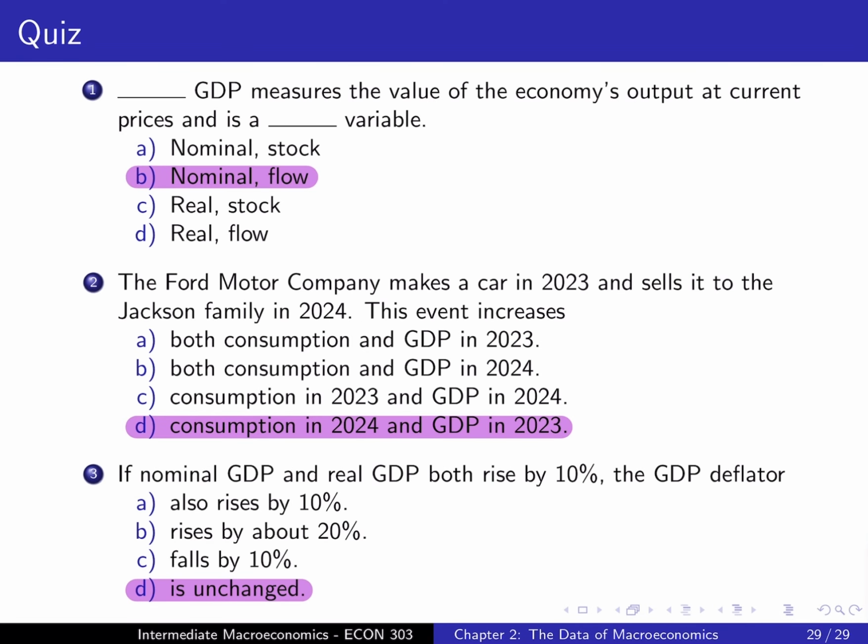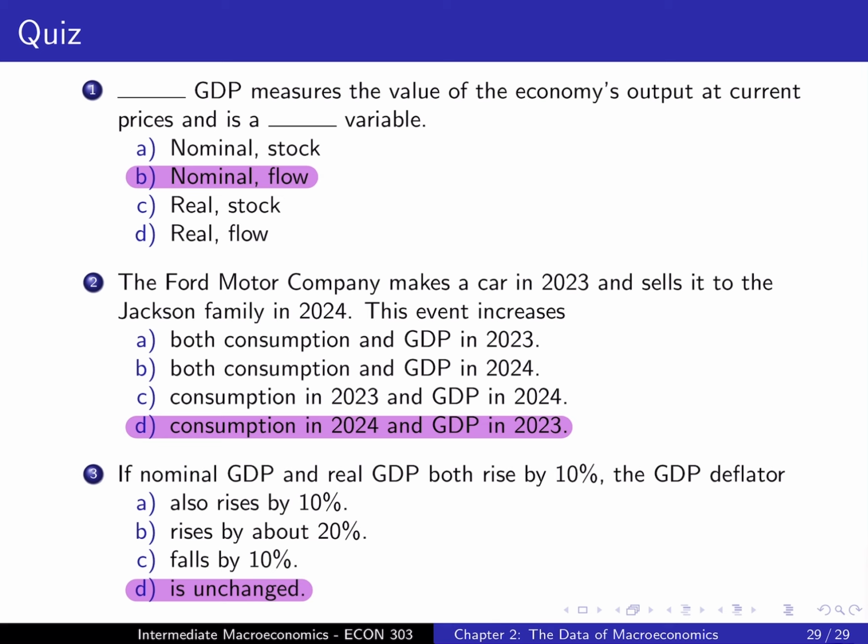Let's take a moment to test your understanding with a few quick questions. This will help reinforce some key concepts we've covered. Question number 1. What GDP measures the value of the economy's output at current prices, and is what kind of variable? Nominal GDP is measured at current prices and represents a flow variable. It is calculated over a period of time. So the answer is B. It is nominal GDP and a flow variable.